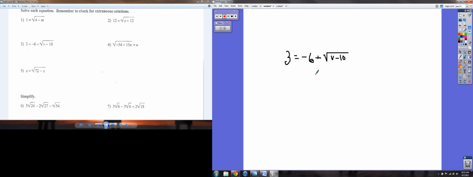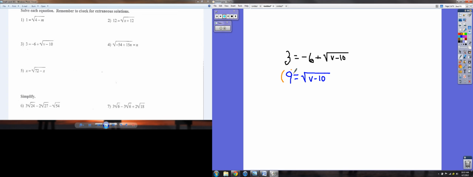But what do I need to do first? Okay, I need to subtract or add this negative 6. So I have a negative 6, I need to take it to the other side, so I'm going to add. So 3 plus 6 is equal to 9. What's left on the right-hand side is the square root of v minus 10. Okay, so this looks really similar to number 1. So what do you have to do to both sides?